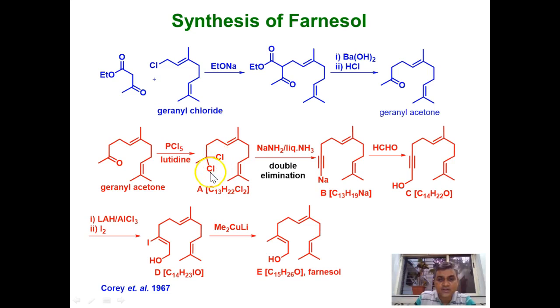This geminal dichloride undergoes double elimination, and we get a sodium acetylide. Sodium acetylide is a carbon nucleophile. It reacts with formaldehyde, and we get a propargyl alcohol. Propargyl alcohol on reduction with lithium aluminum hydride and reaction with molecular iodine gives a vinyl iodide. And this vinyl iodide undergoes coupling reaction. The sp2 carbon couples with the sp3 carbon using Gilman's reagent, and we get the farnesol molecule. This synthesis was published in the year 1967 by the group of E.J. Corey.